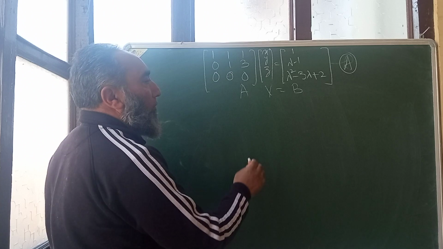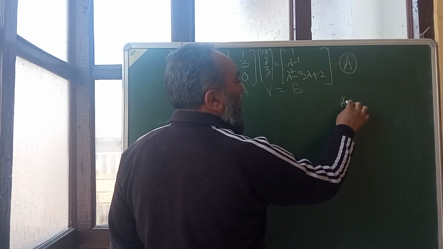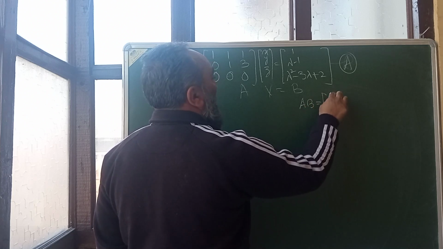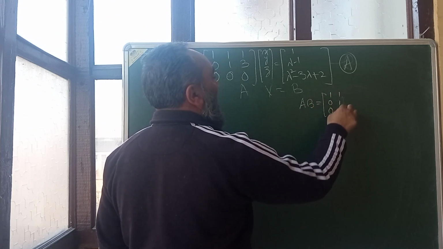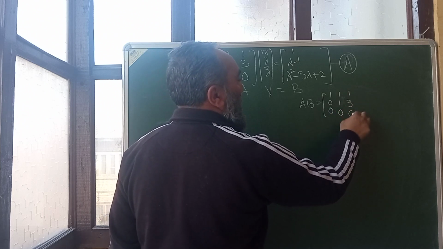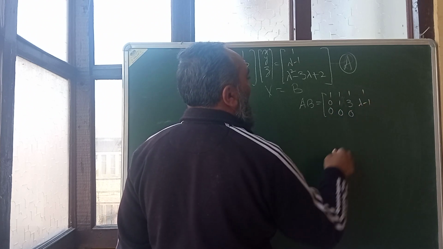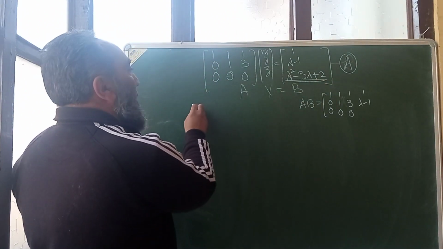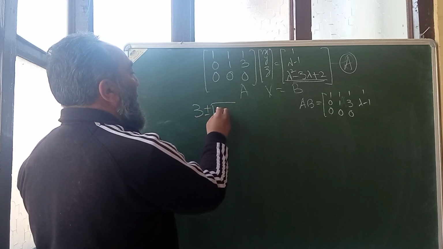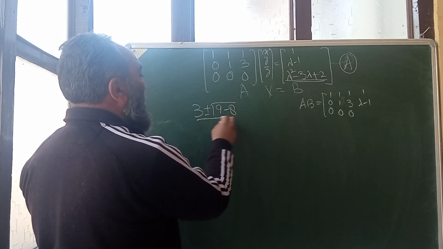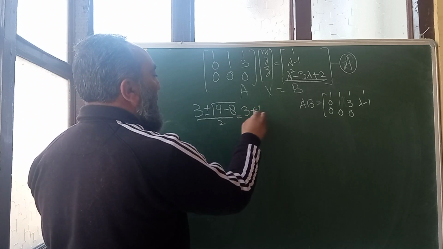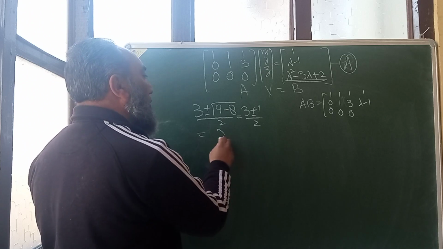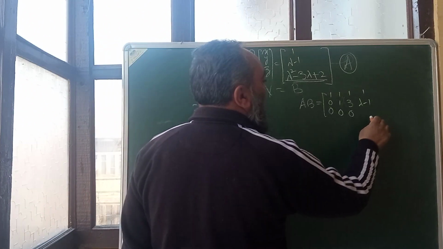Let me write down AB. Your AB: 1 0 0 1, 1 0 1 3, 0 1 lambda minus 1. See, this is a quadratic equation. Lambda square minus 3 lambda. What is lambda? It is minus b plus minus root of b square minus 4ac, that is 9 minus 4, which is 8, by 2. 3 plus minus 1 by 2. So lambda equals 3 plus 1 is 2, and 3 minus 1 is 1. So these are two values.